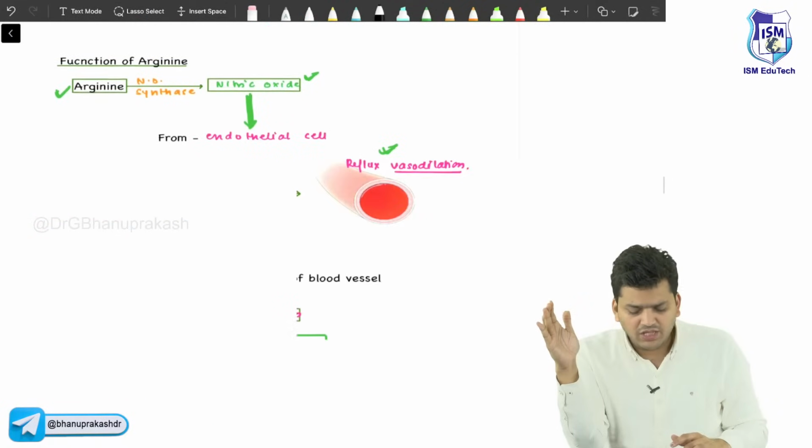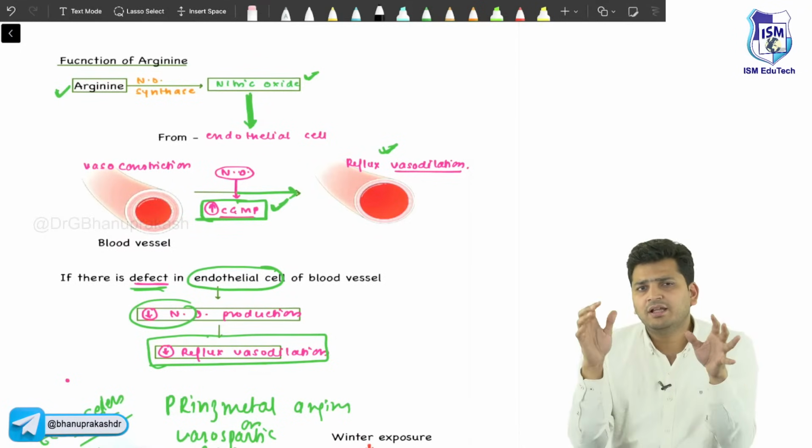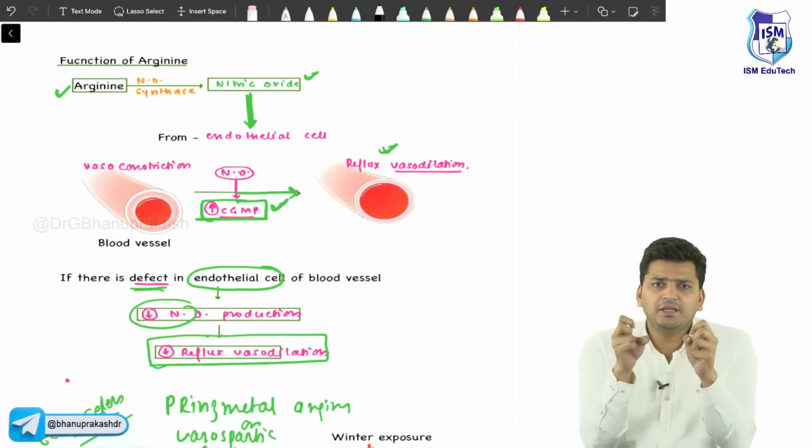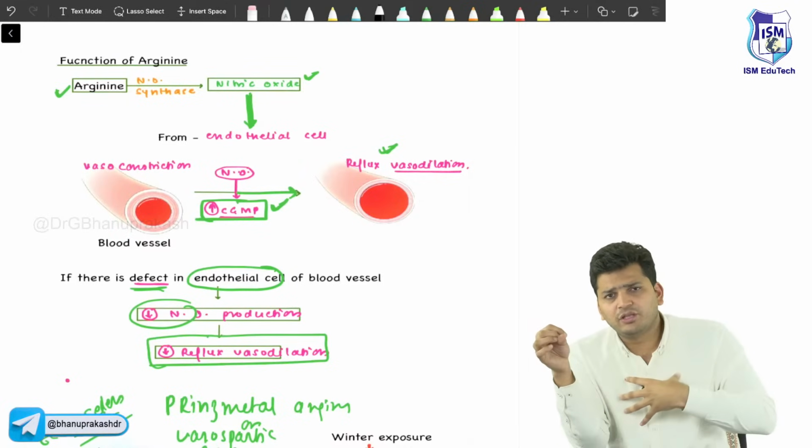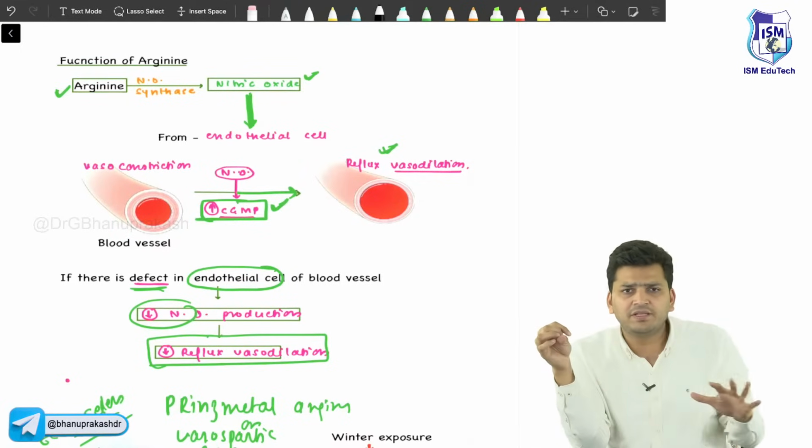Then we have discussed about arginine. Arginine makes the nitric oxide that is going to work via cyclic GMP. If that is not there, the endothelial cells are not working. Whenever the patient goes out in the winters, there is going to be chest pain. That is called Prinzmetal angina.